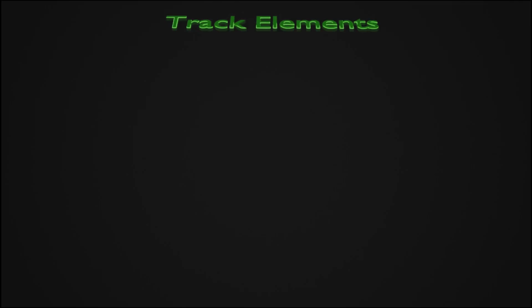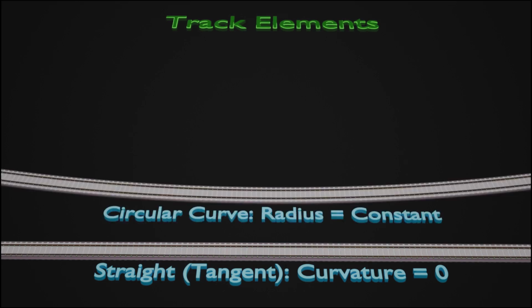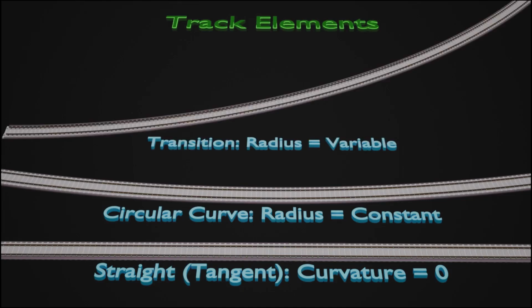Track is made up from four fundamental elements. We have straight track, also called tangent track. It has zero curvature. It's just straight, really. We also have a circular curve, and circular curves have a constant radius. Then there's what we call a transition. A transition has a variable radius. Depending where you are along the transition, the radius will be different.